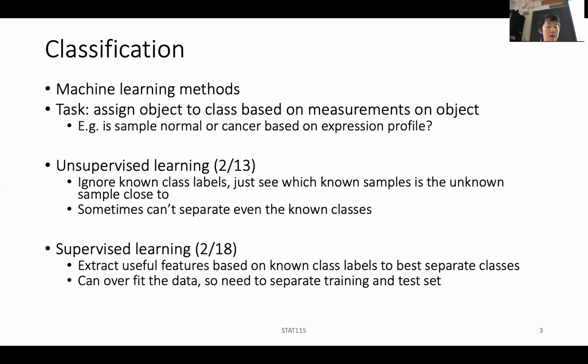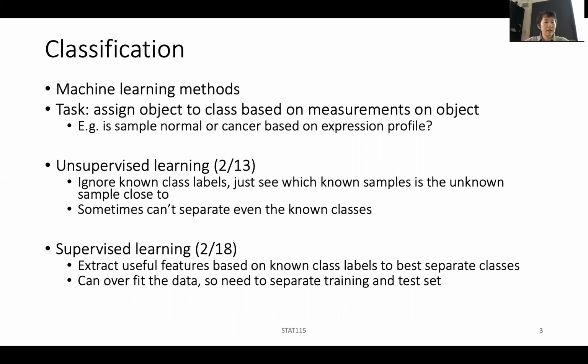But on next Tuesday, we will teach you about supervised learning, which is if we know the tumor normal in a cancer setting, can we extract some useful features based on the known class labels in order to best separate the classes? And then once we can separate those, we can use the same features to predict which class the unknown sample belongs to. Okay, so that's for next lecture.